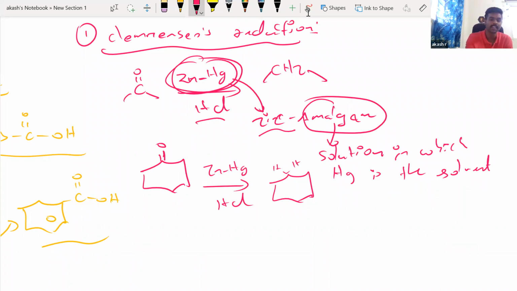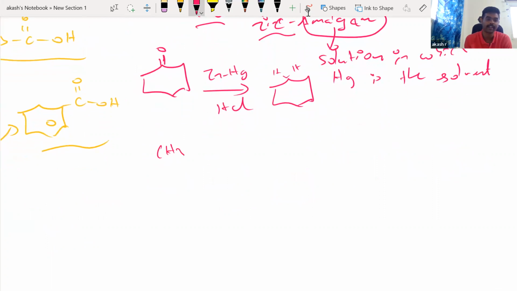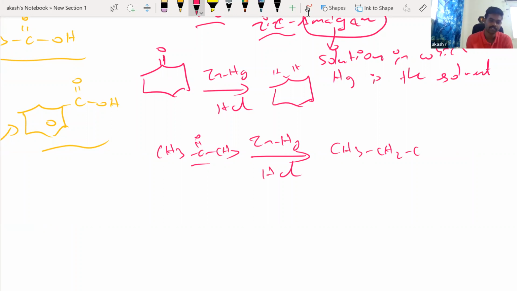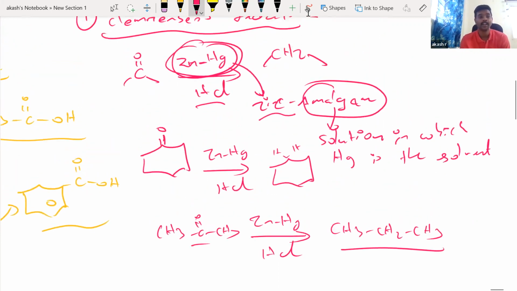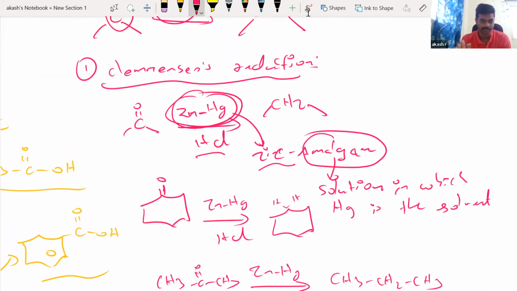Okay, right? Say another example. Say if I take CH3, C double bond O, CH3, and then I go for zinc amalgam in the presence of HCl. It just converts your C double bond O into CH2. That's your product. So that is about Clemmensen reduction.